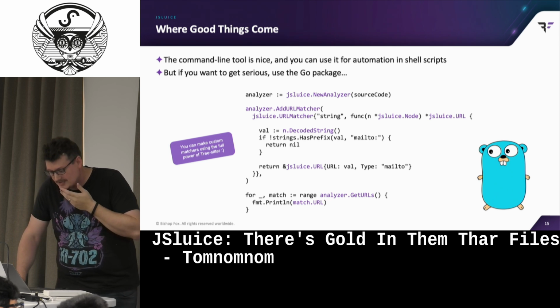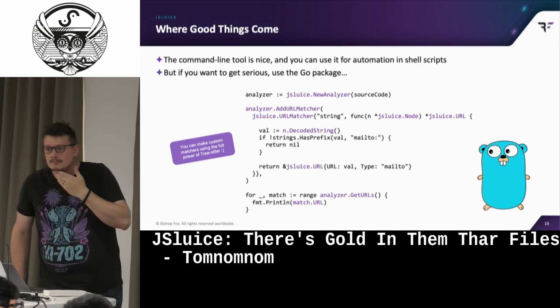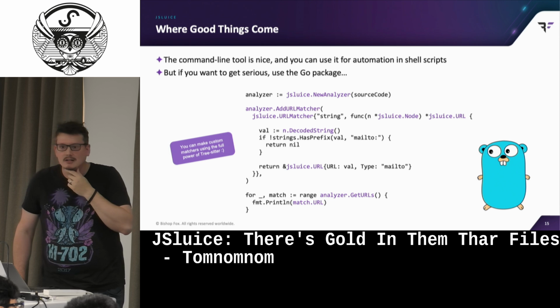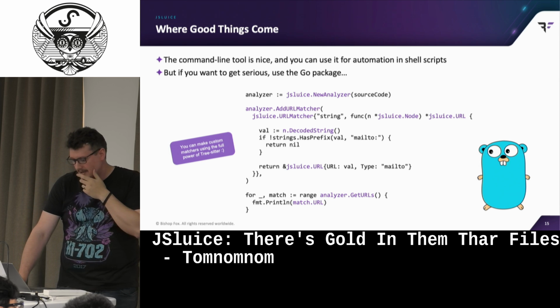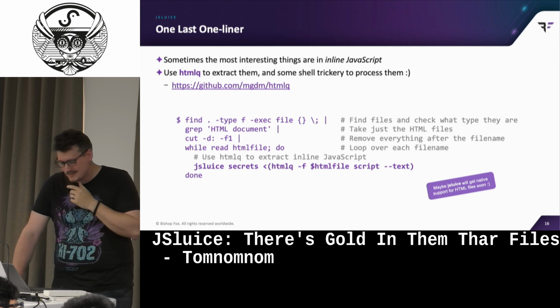All you've got to do is accept a JSluice node pointed to it and return a JSluice URL. And you can do that for secrets as well. So if you want to get serious, you might want to use the package. So to finish up then, one last one-liner.